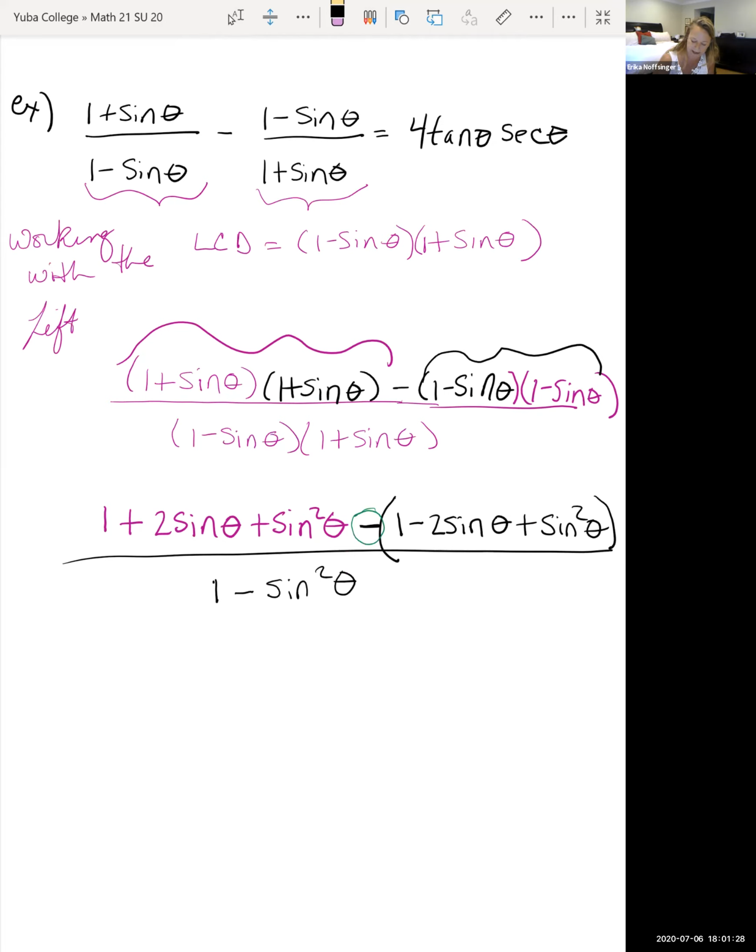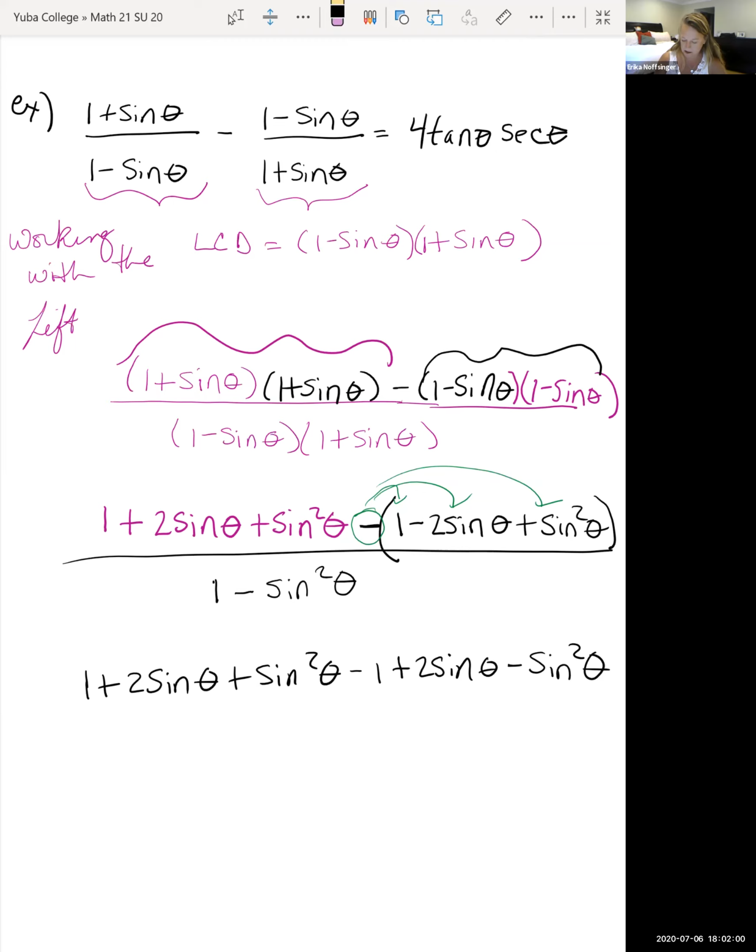Let's distribute the negative, and then we can combine like terms. Bringing down the first three terms that were not with a negative, we have 1 plus 2 sine theta plus sine squared theta. Distributing in the negative, we have negative times 1 is negative 1, negative times negative, so plus 2 sine theta. And negative times positive is negative, so sine squared theta. All over, right there, 1 minus sine squared theta.